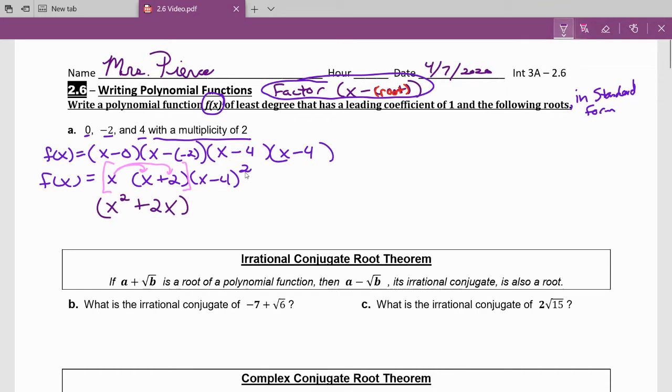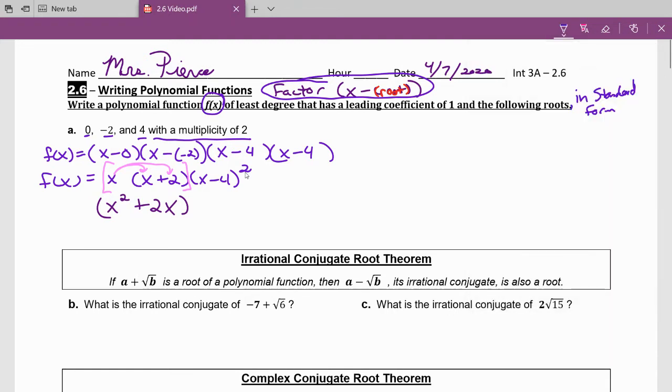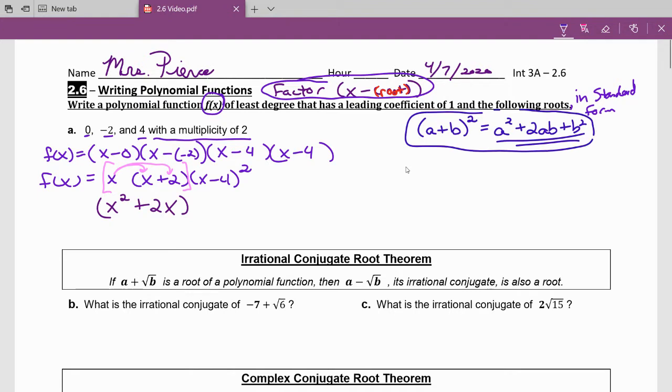Now there is a rule that I want to make sure you guys pay attention to. Okay, so this is a very important rule that we're going to use again and again and again. Whenever you have a binomial squared, a plus b squared, it will always equal a squared plus 2ab plus b squared. So whenever you have a binomial that's squared, when you multiply it out or put it in standard form, it becomes a trinomial.